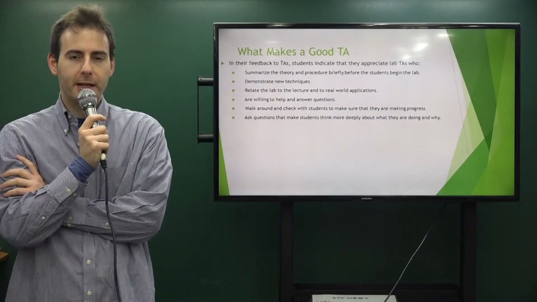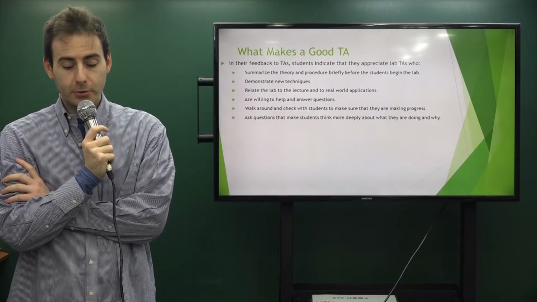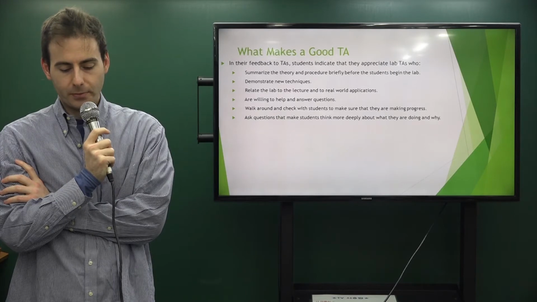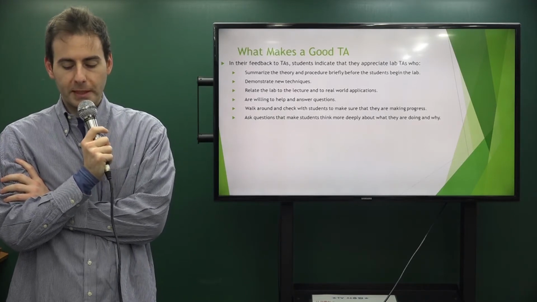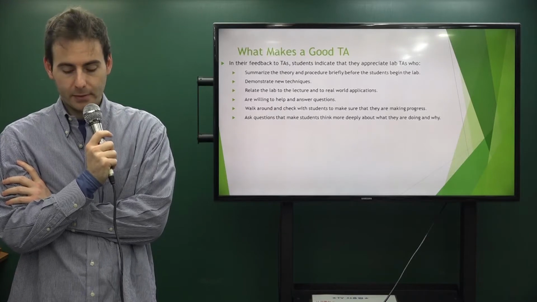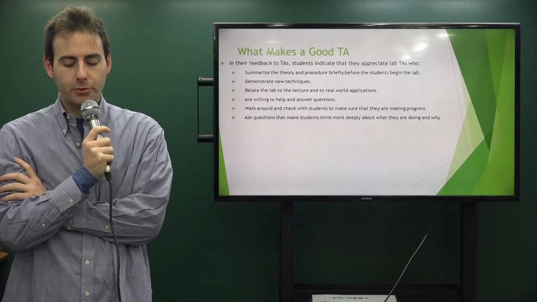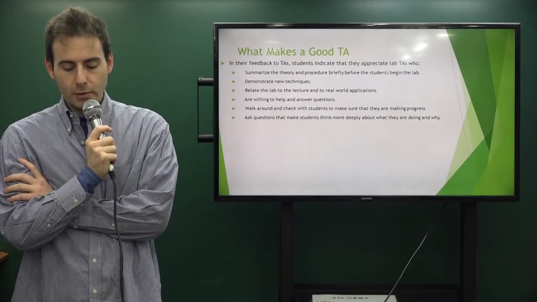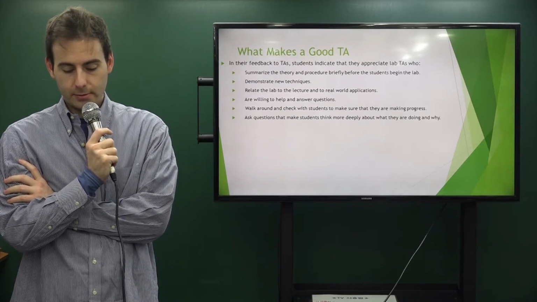So what makes a good science teacher or lab assistant? In their feedback to TAs or teachers, students indicate that they appreciate lab TAs who summarize the theory and procedure briefly before the students begin the lab. Demonstrate new techniques. It's always important to show the new techniques to students before they've done them for the first time. Relate the lab to the lecture and to real-world applications.